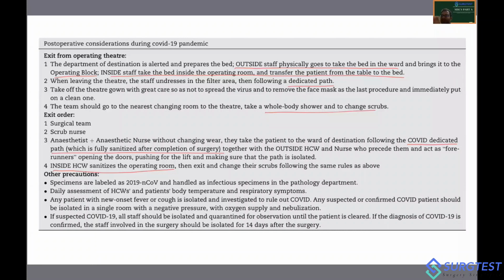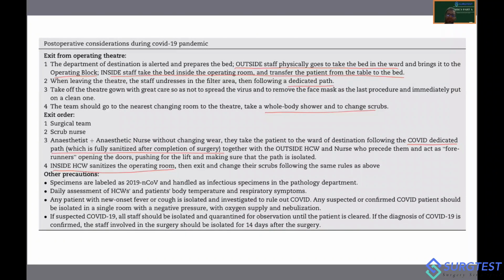They transport the patient till the OT complex outside. The outside team takes the patient from the OT complex to the surgical bed. After the team leaves, make sure they go to the changing room and take a whole body shower and change their scrubs. The anesthetist accompanies the patient to the designated ward without changing wear, and they also follow the COVID designated path and make sure that the path is isolated. This path, as I have told before, is sanitized completely after the patient is transported.